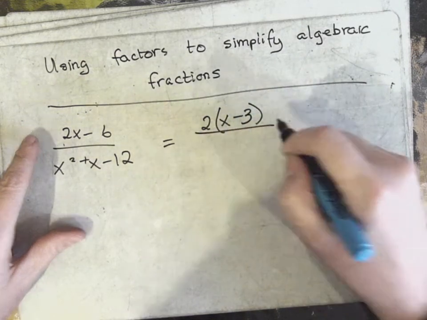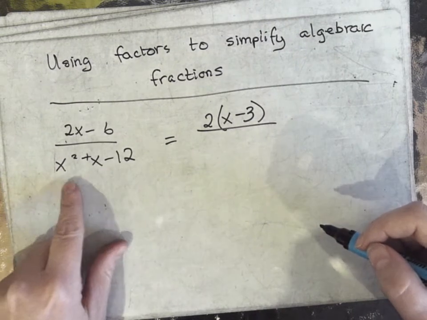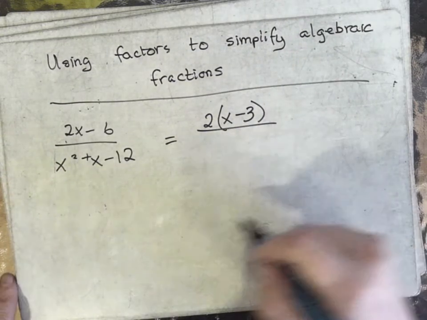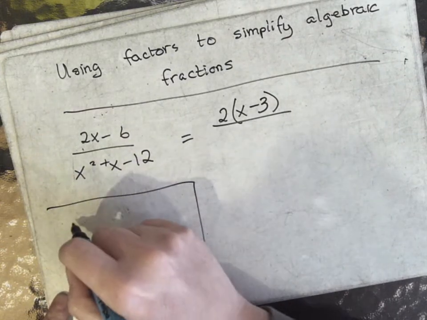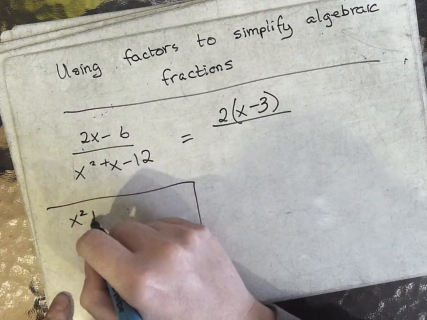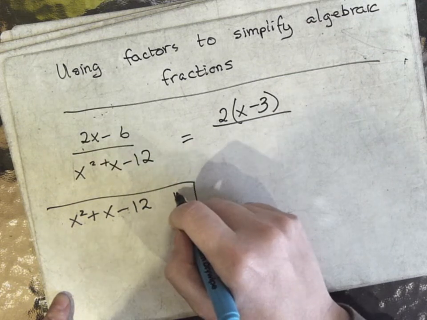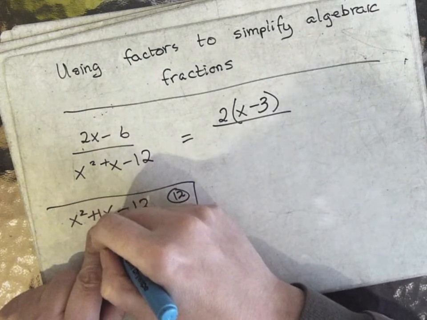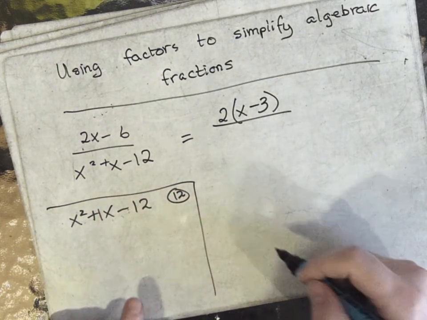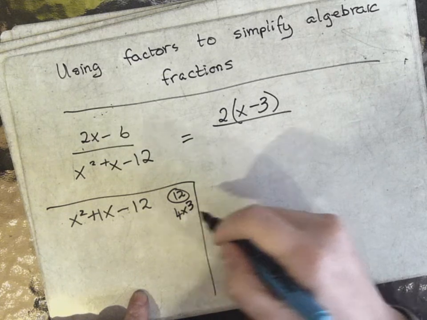Below the line, there's nothing common. There's 3 terms, so that means it must be a quadratic. So I'm just going to factorize it down here. So x squared plus x minus 12. So I'm looking for the factors of 12 that subtract to give me 1. Remember, there's a 1 there. So the factors of 12 that subtract to give me 1 is 4 3s or 12.